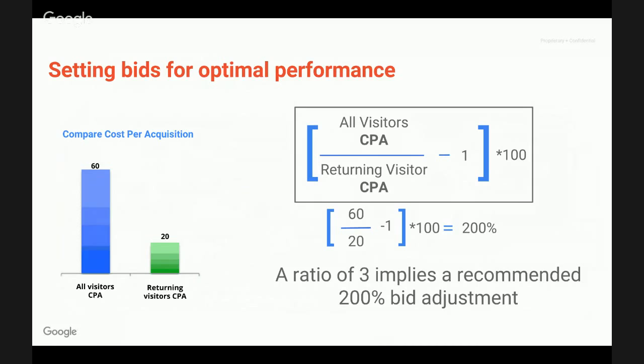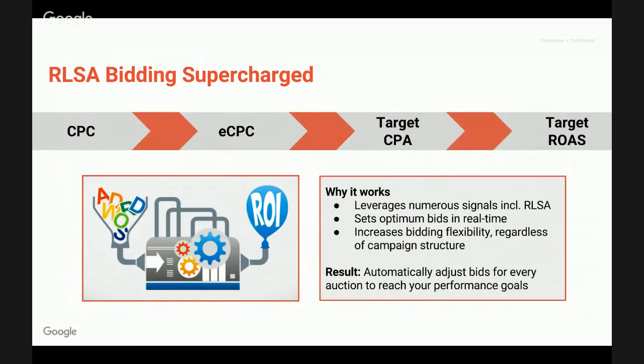Cool. All right. Bidding strategies. One thing that I really encourage you guys to do, once you have the RLSA set up and you're bidding more aggressively, is to try automated bidding strategies like eCPC, target CPA, target ROAS. It's going to make your life way easier, and it's proven to work with the RLSA because it's going to automatically adjust bids for the returning customers. So once you have enough data for enhanced CPC and the CPA, use those strategies.